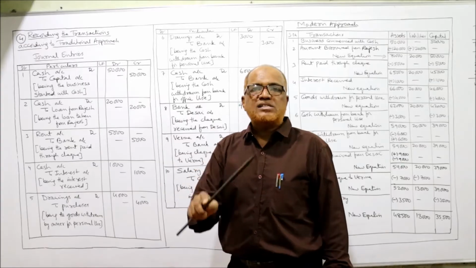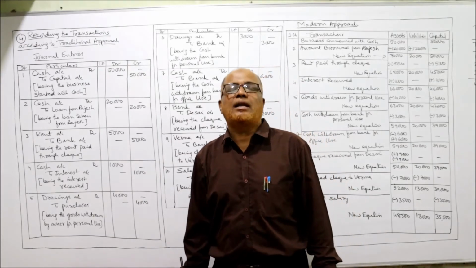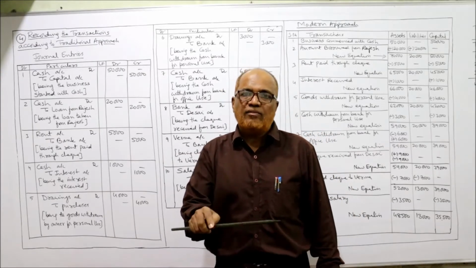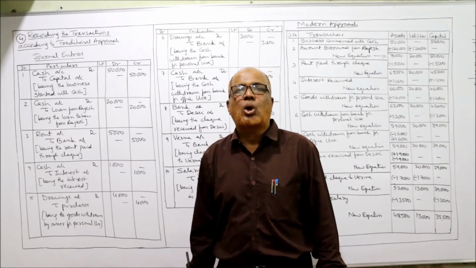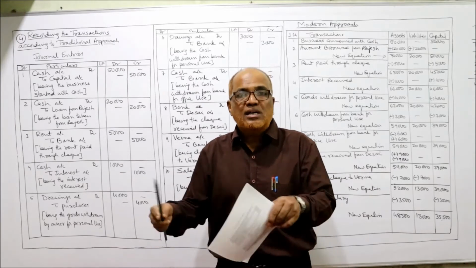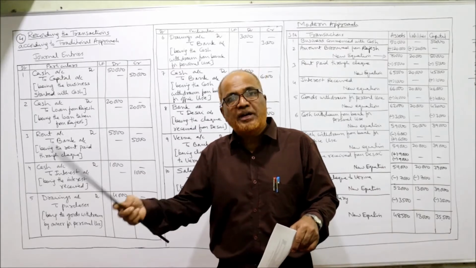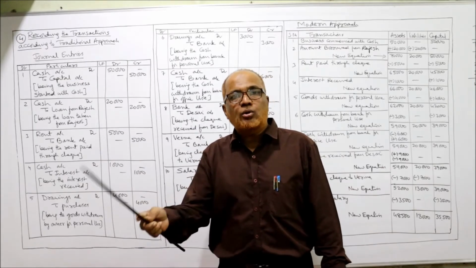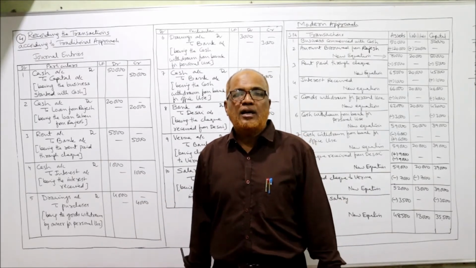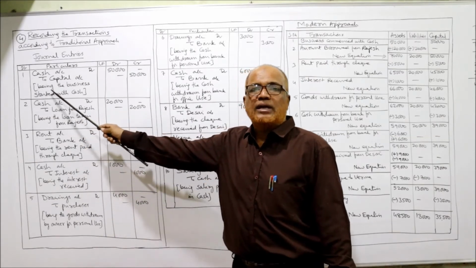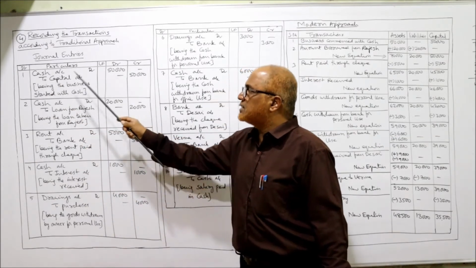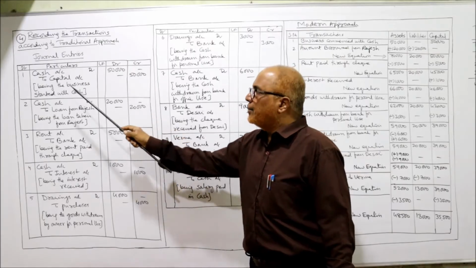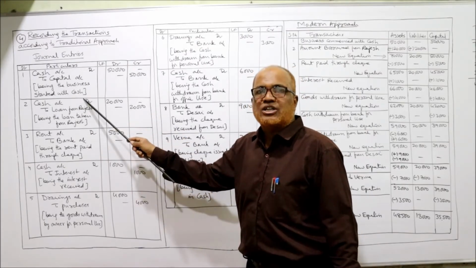When the owner invests money in the business, it is called capital. The owner is the giver, so his account should be created: the capital account. So the journal entry is cash account debit to capital. Cash account is debited, capital account is credited. Being the business started with cash.